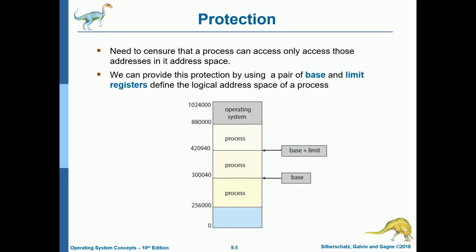To separate memory spaces, we need the ability to determine the range of legal addresses that the process may access and to ensure that the process can access only these legal addresses. We can provide this protection by using two registers, usually a base and a limit, as you can see illustrated right here. The base register holds the smallest legal physical memory address. The limit register specifies the size of the range. For example, if the base register holds 300,040 and the limit register is 120,900, then the program can legally access all addresses from 300,040 through 420,939 inclusively.